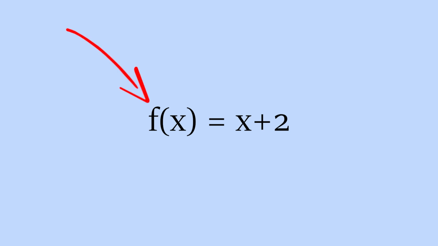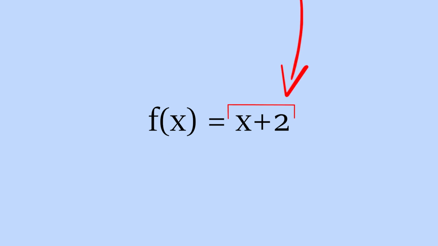Here, the part f represents the name of your function, similar to the name of your machine. The x represents the input, which is called an argument, and the expression x plus 2 tells the function what it needs to do with the input, just like the blender's tasks.